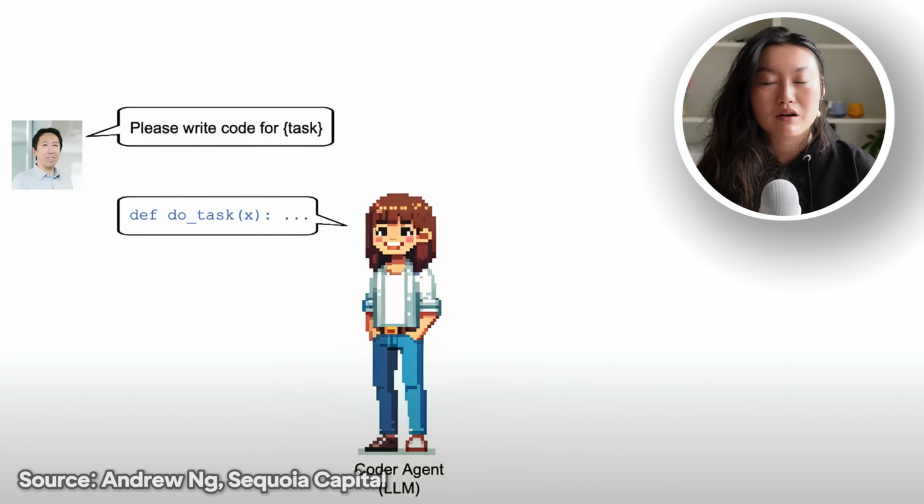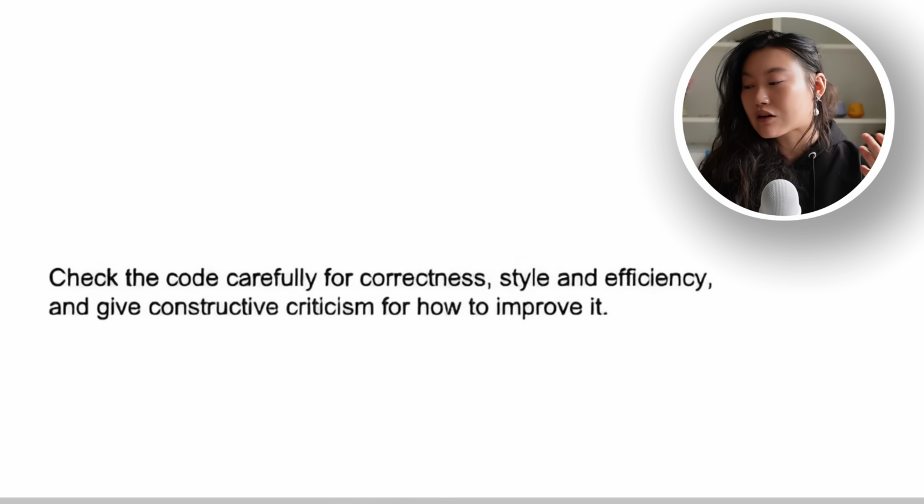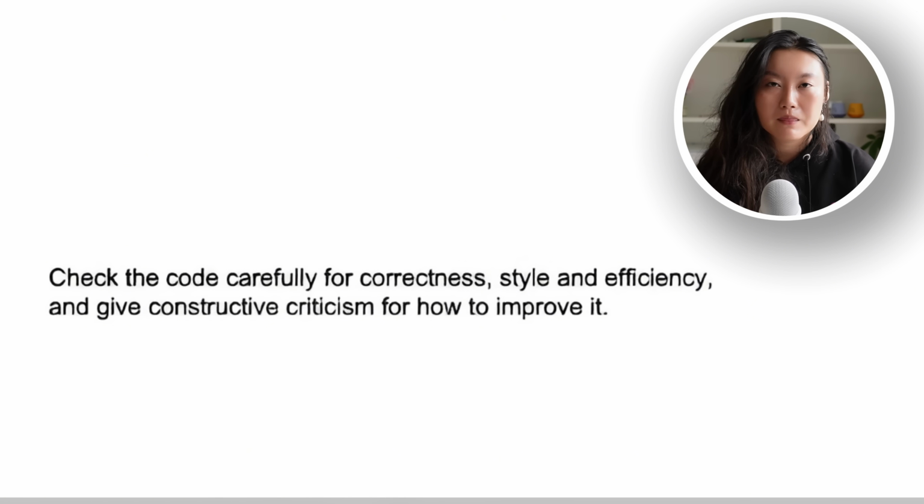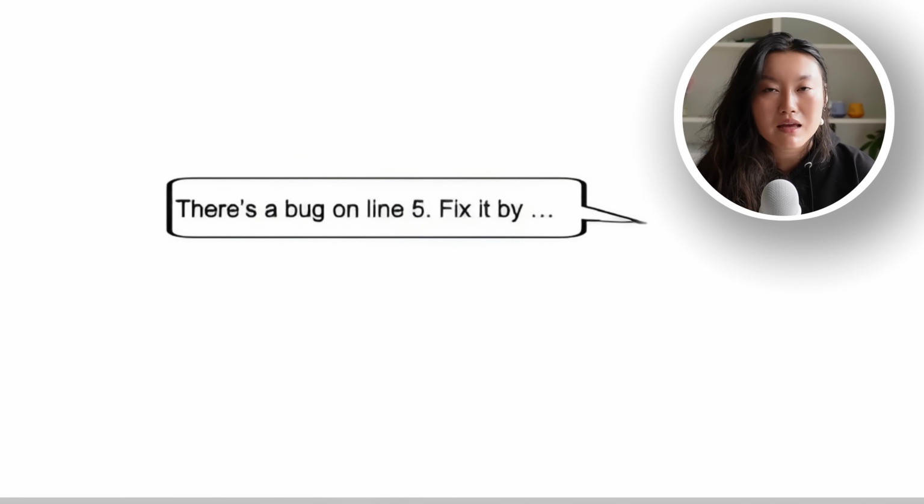But you're not going to stop there. You're going to ask the AI to please now check the code carefully for correctness, style, and efficiency, and give constructive criticism for how to improve it. The AI could look over its own code and then maybe find out that it made a mistake on line 5, in which case it can actually fix that line of code and continue improving its own output. You're sort of helping that AI go through that circular agentic process to improve its output.